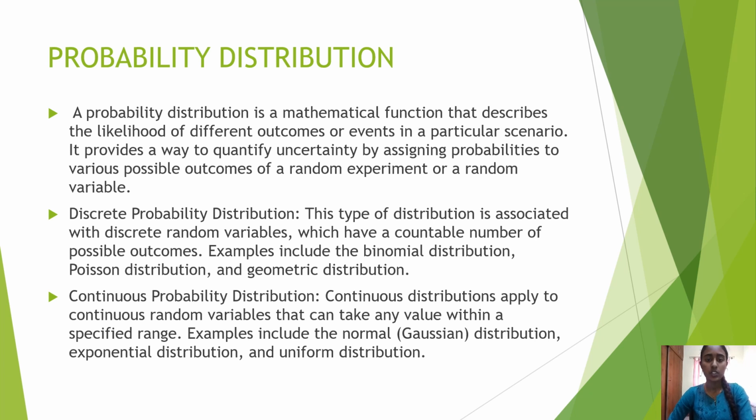Discrete probability distribution. This type of distribution is associated with discrete random variables which have a countable number of possible outcomes. Examples include the binomial distribution, Poisson distribution, and geometric distribution. Continuous probability distribution. Continuous probability distributions apply to continuous random variables that can take any value within a specified range. Examples include the normal distribution, exponential distribution, and uniform distribution.